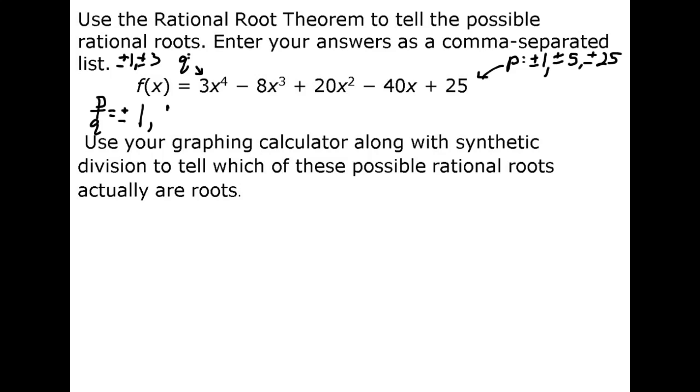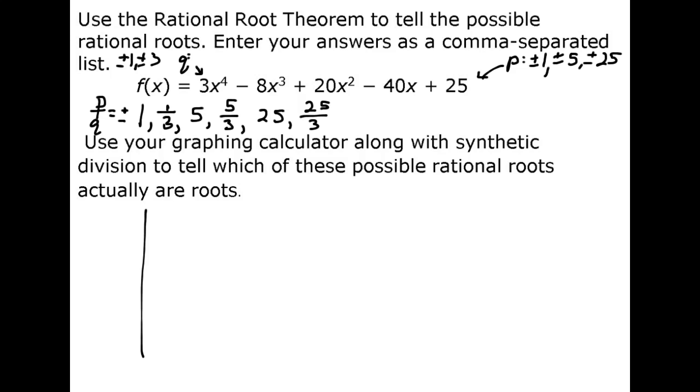Or 1 over 3. And now I'll go to the 5. So 5 over 1, that's just 5. Or 5 over 3. And then the 25. So 25 over 1. Or 25 over 3. So that's all the possible rational roots for this polynomial.